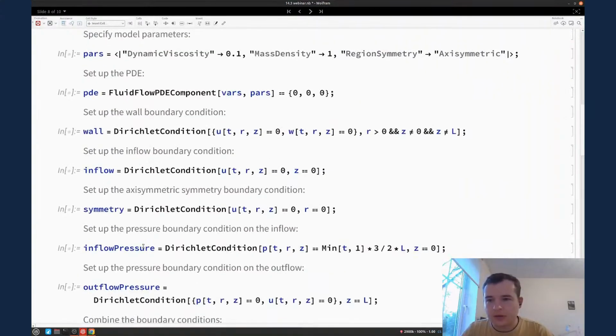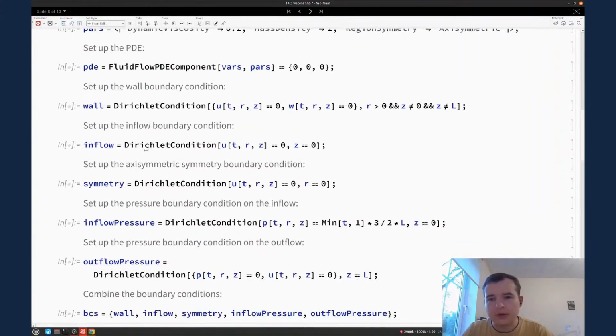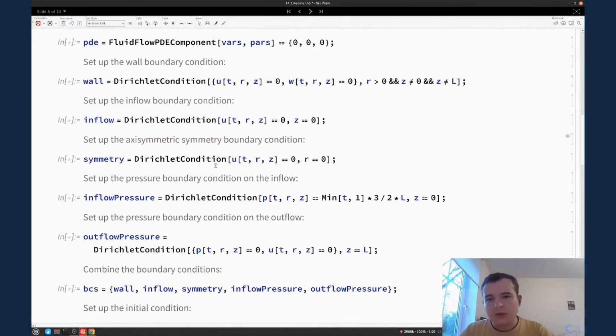The second boundary condition is this inflow boundary condition, which is then followed by this axisymmetric symmetry boundary condition, because once again we do not want to have any flow across the axis of symmetry. The last two boundary conditions are boundary conditions for pressure, because this flow will be driven by a pressure gradient. So what we do is that at the inflow at the bottom of the domain, we slowly increase the pressure, which creates a pressure gradient in the domain, which will then drive the flow.